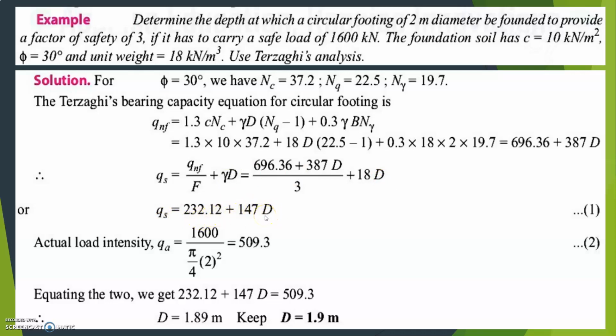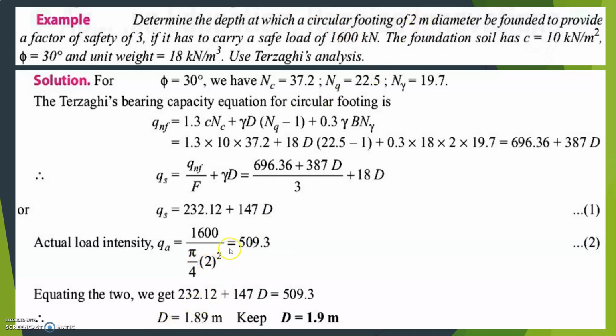Now we have to use the same method with the load intensity. Here the safe load is given as 1600 kilonewton. So convert into intensity. What you have to do is divide by area. This is a circular footing, so area is pi by 4 D square, where D is 2, squared.